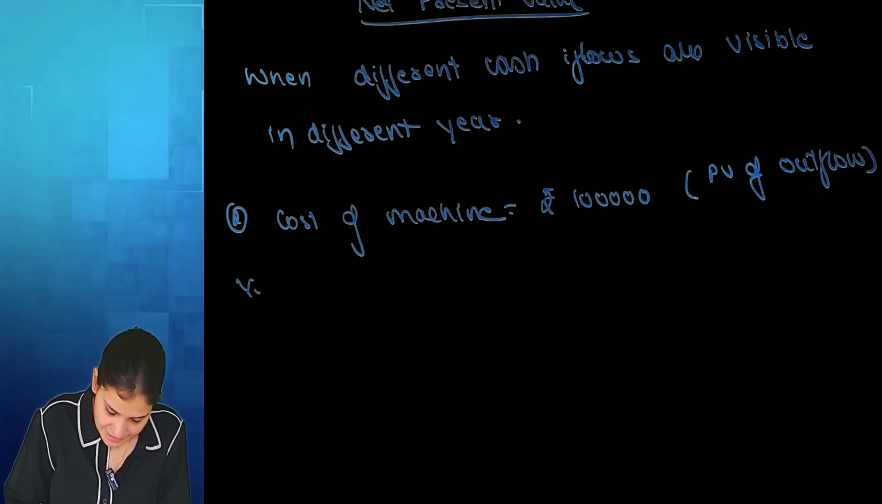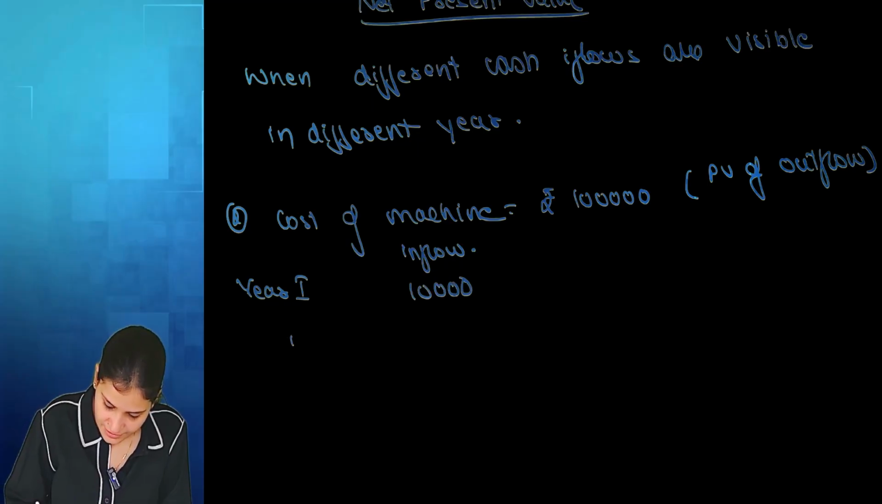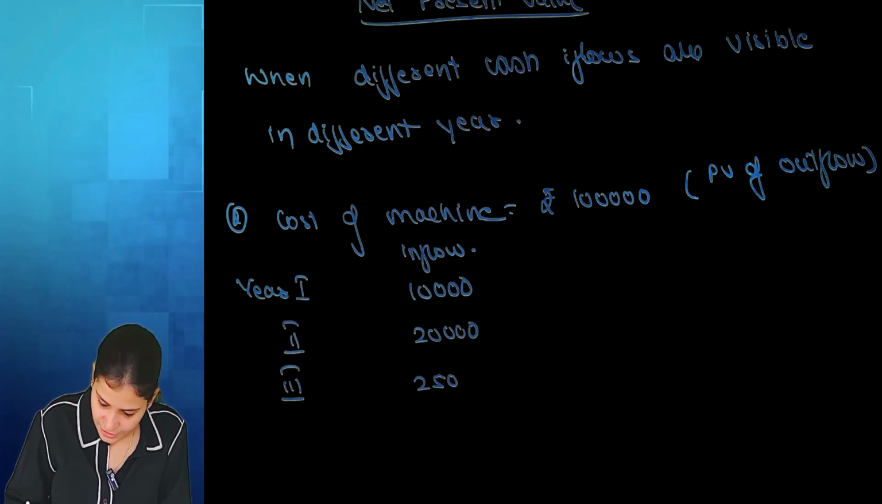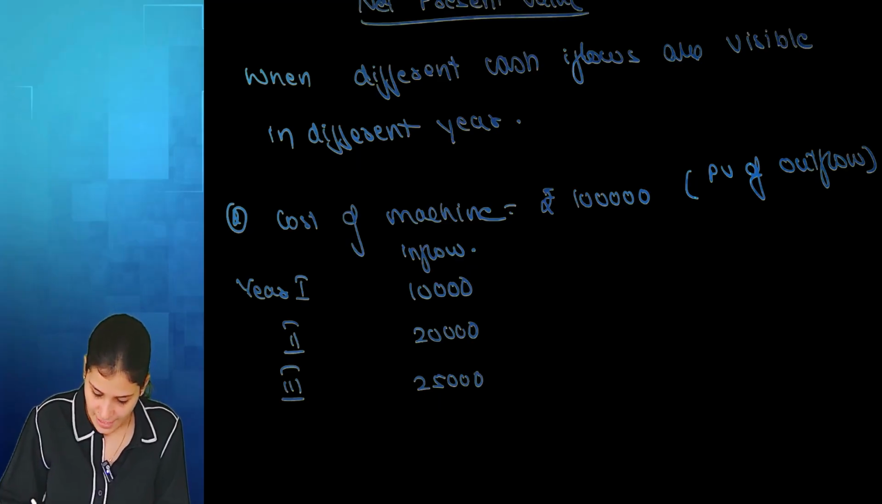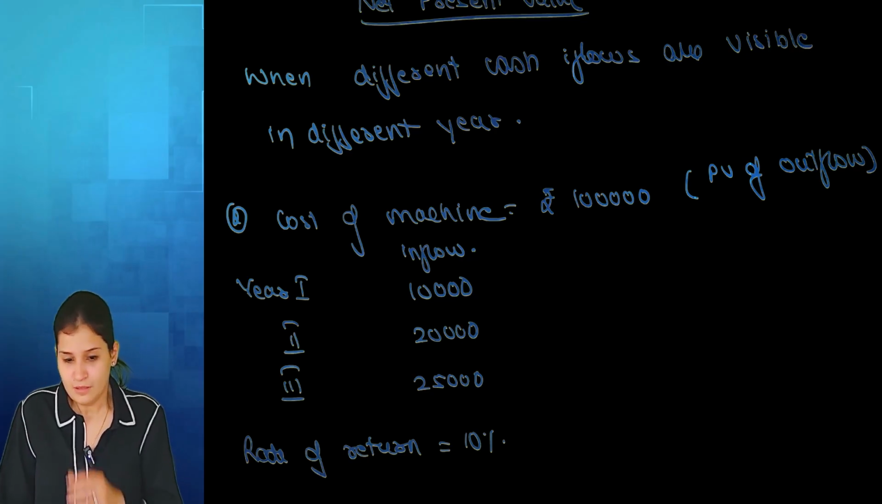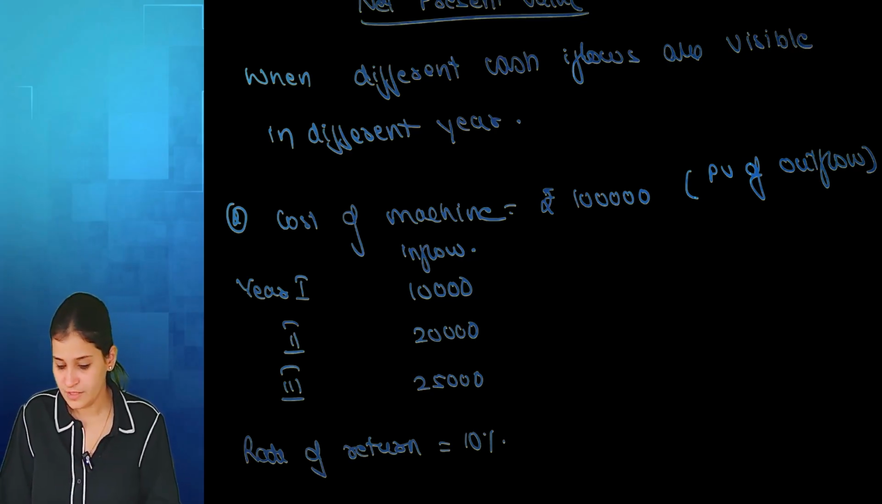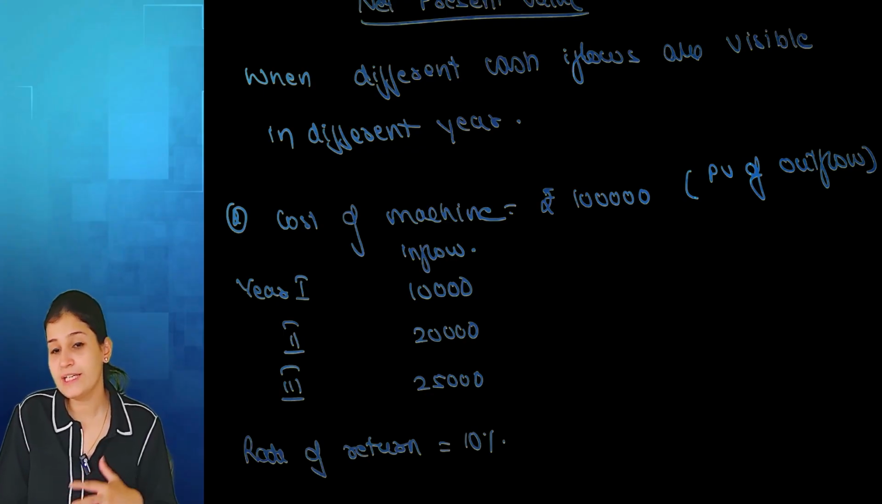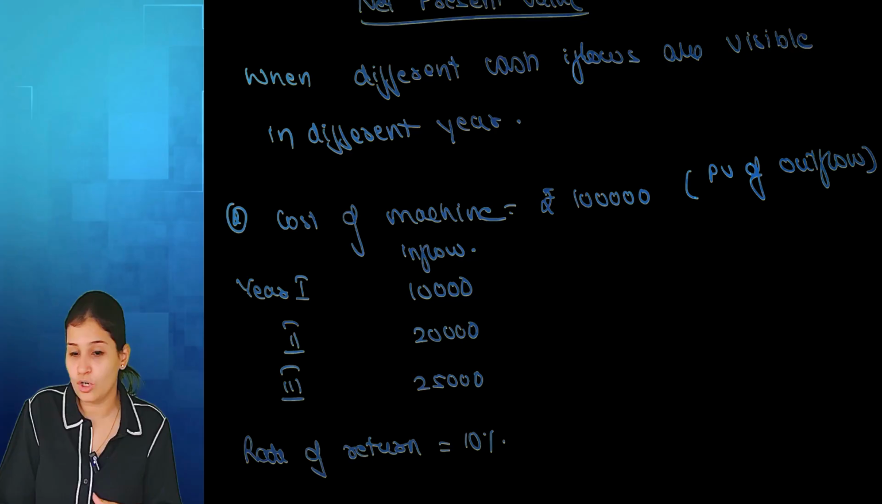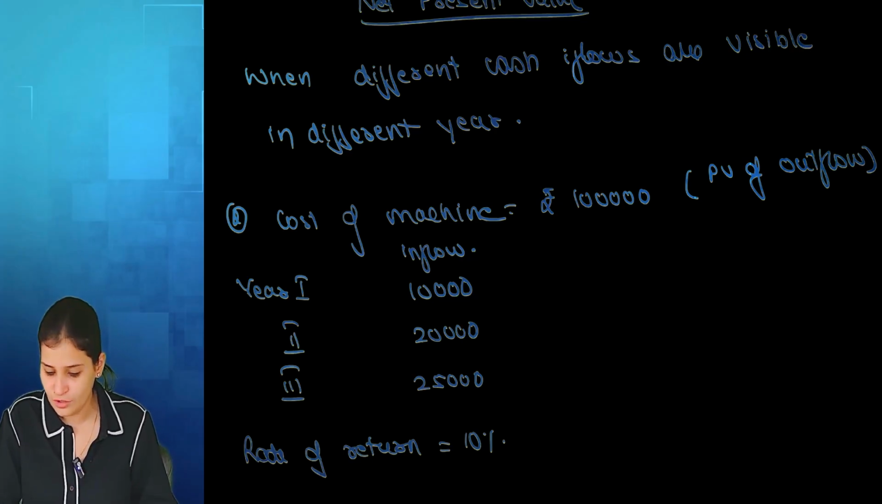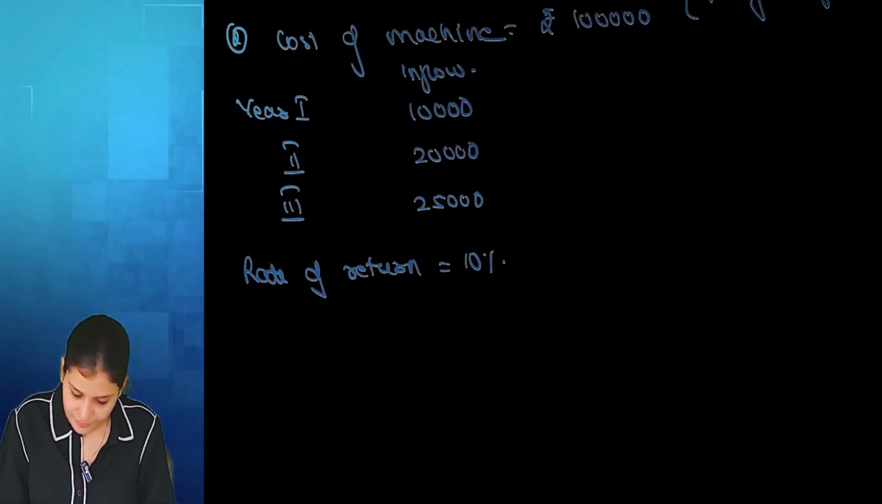What I'm getting is inflows: in year 1 I'm getting 10,000, in year 2 I'm getting 20,000, in year 3 I'm getting 25,000, and the rate of return is 10%. This is the question. Now I need to make a judgment on whether or not I should buy this machinery. Agree? So what will we do?